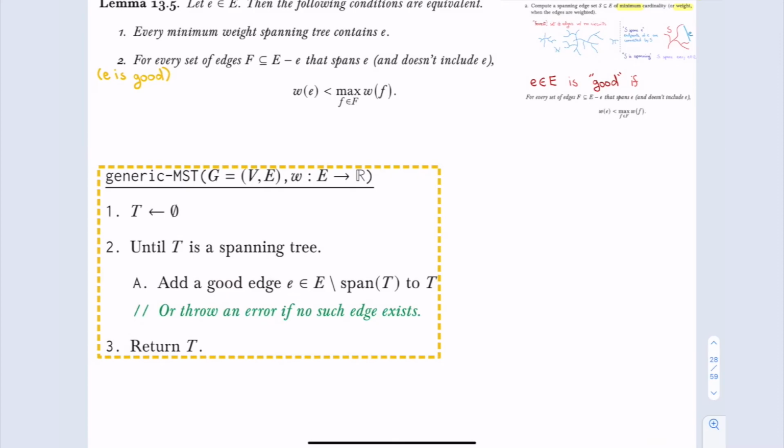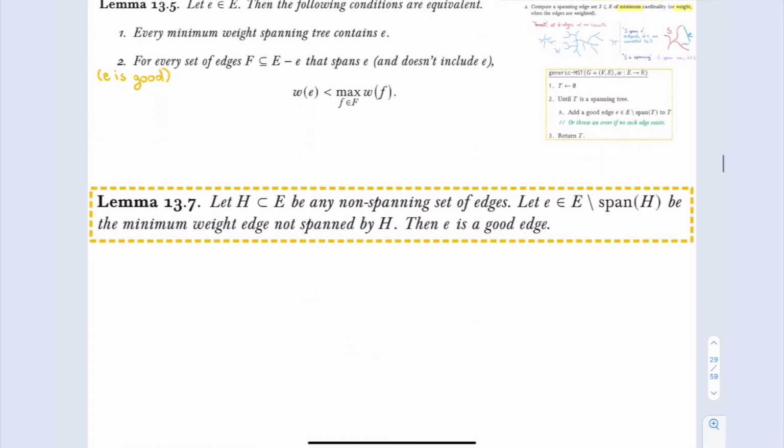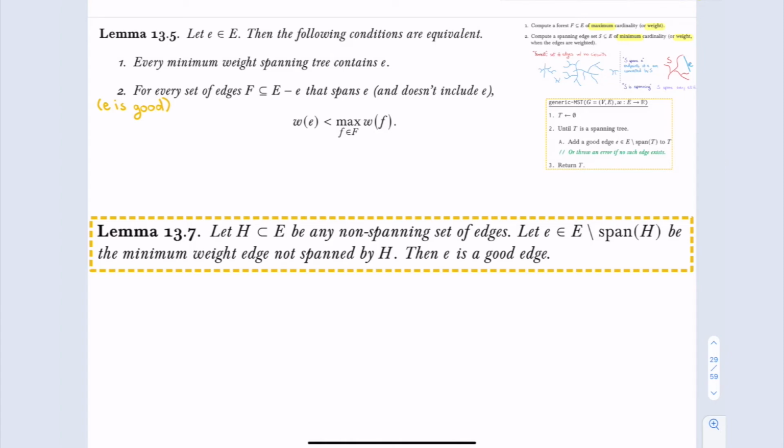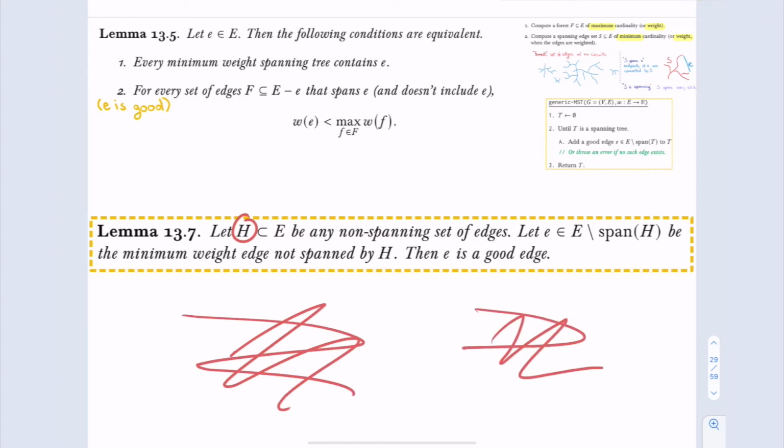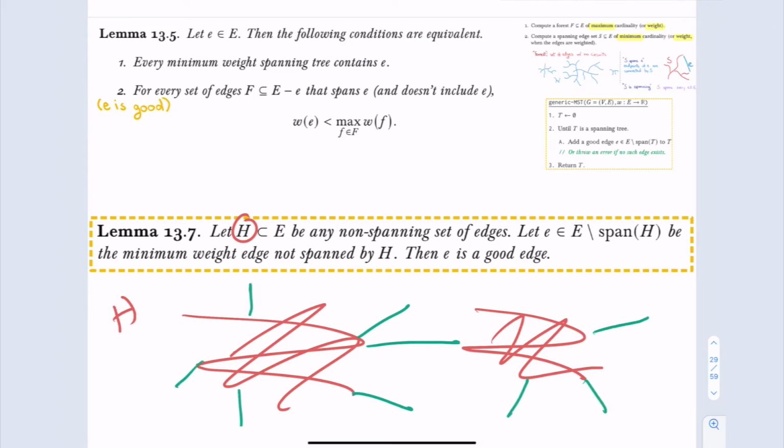Okay, all right, so we need a better definition or a more useful characterization of good edges. Right now we don't know how to find good edges. So here is this claim. It says, let H be any set of edges that maybe is not spanning the whole graph. So we just have some edges out there. And now there might be a lot of edges that aren't spanned by red. So these are all edges where the endpoints are not connected by red.